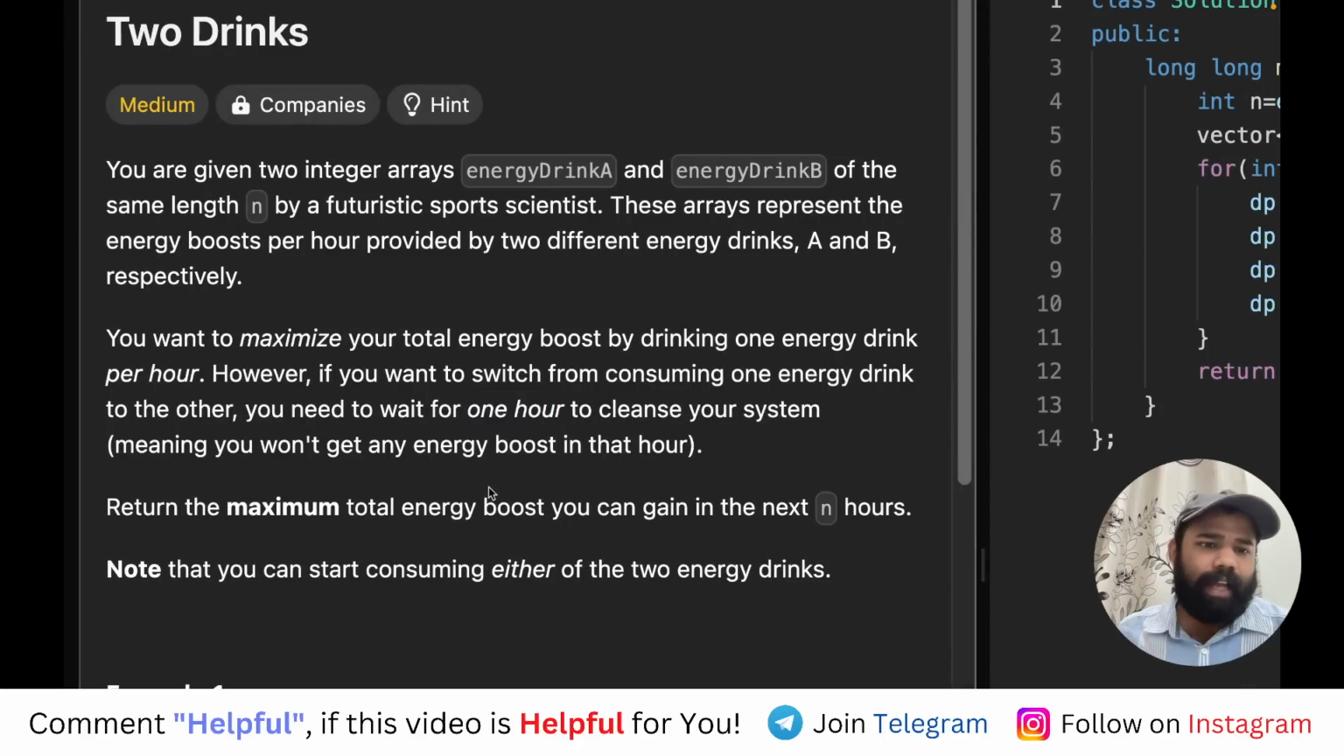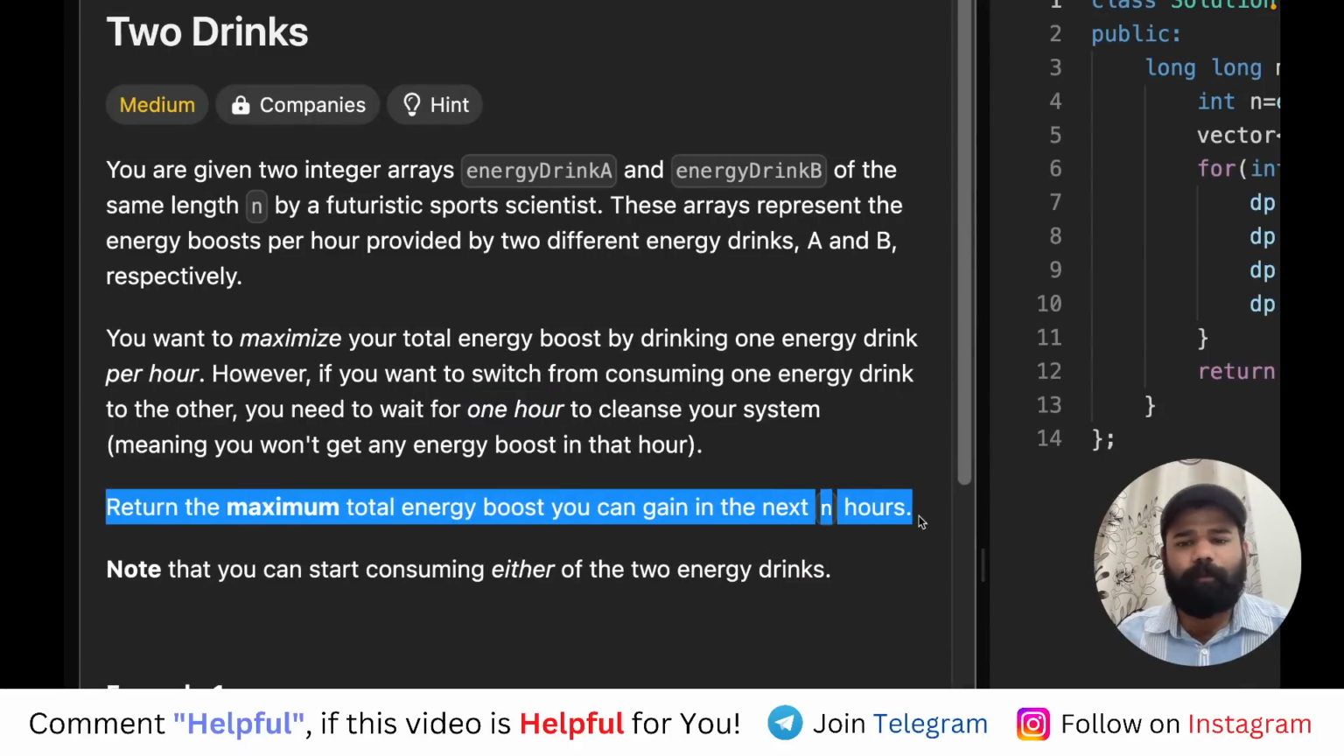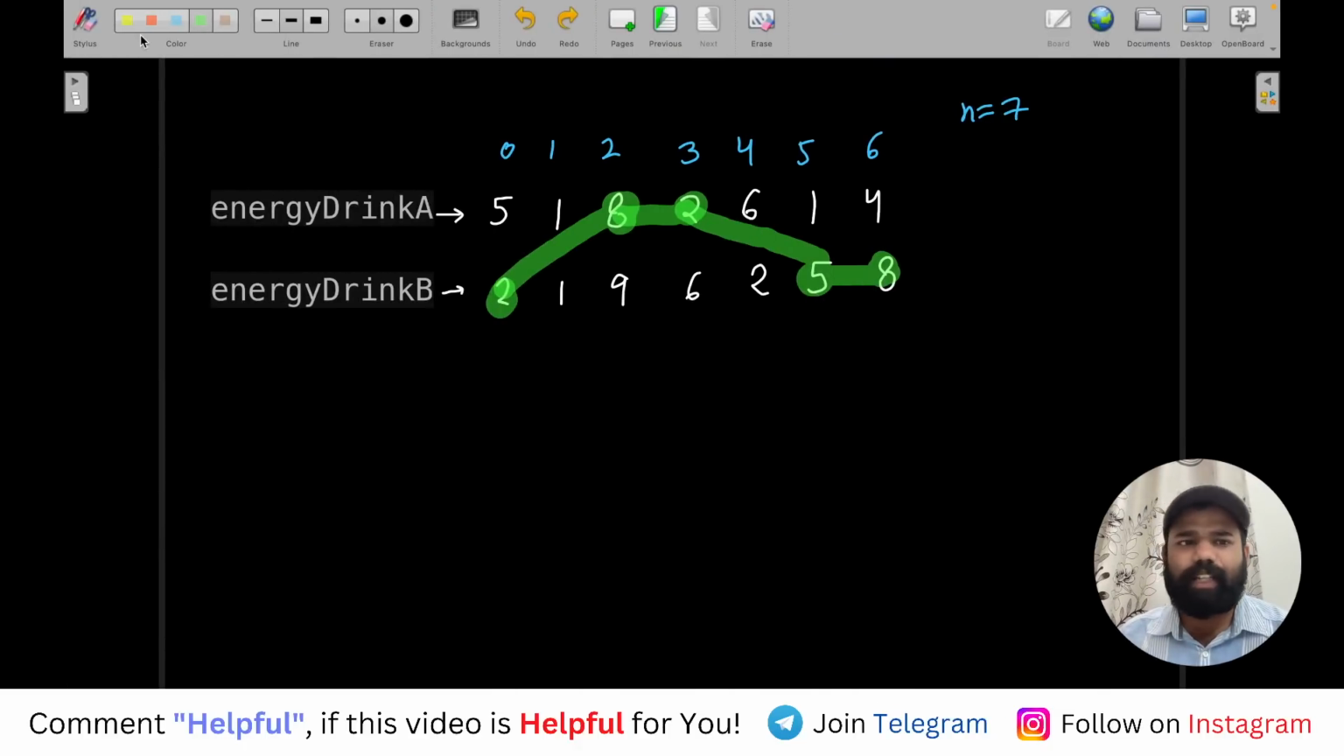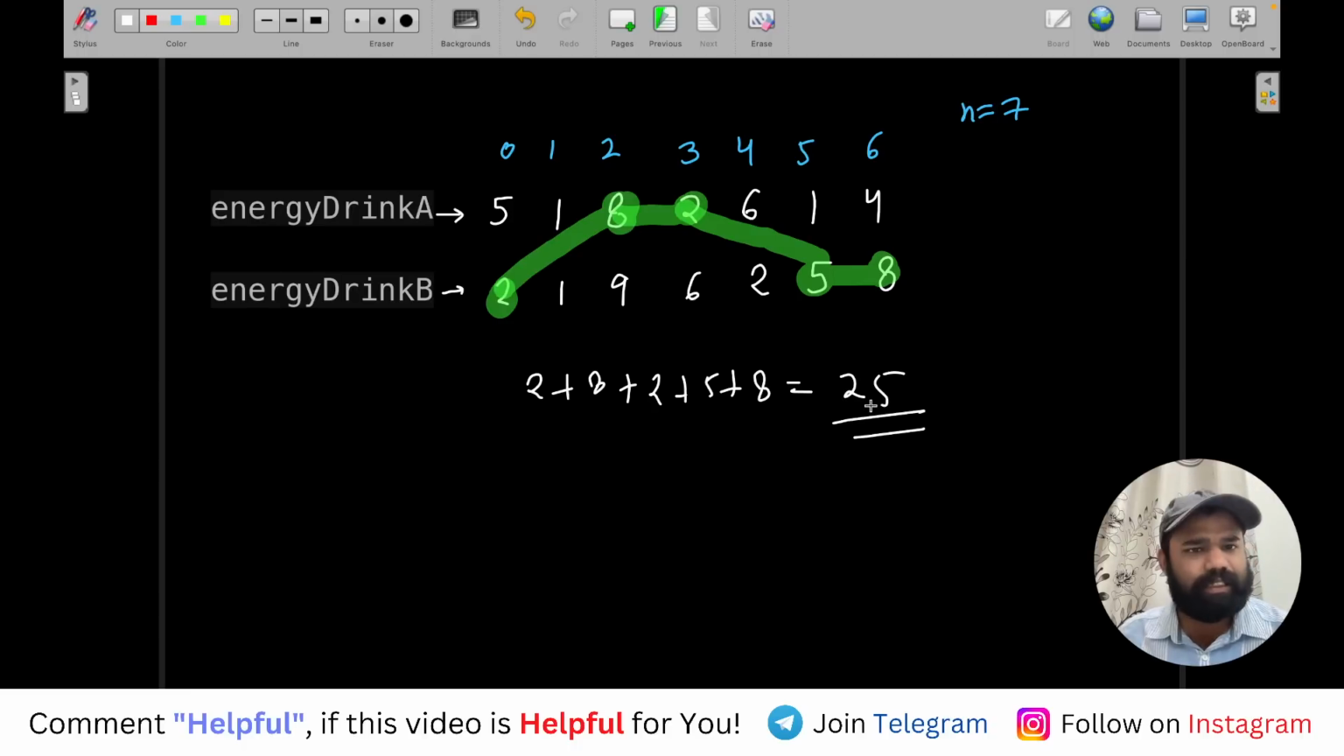Okay, and such that you want to maximize the energy, and also you can start from any of the two strings. Okay. Now for example, in this case, see what the energy will be. In this case your energy will be, from here, 2 plus 8 plus 2 plus 5 plus 8, it will be 25 in this particular case, right?